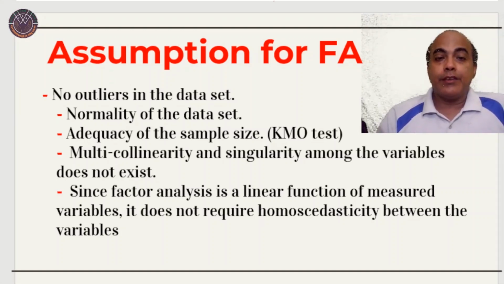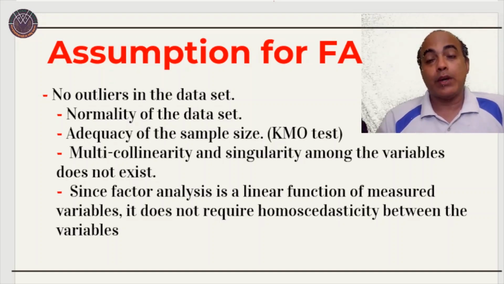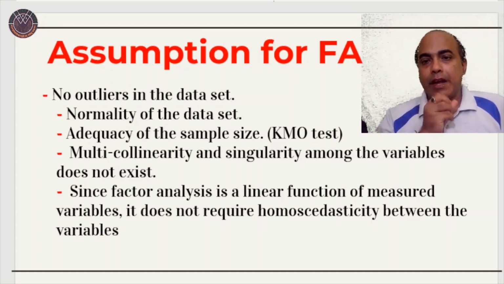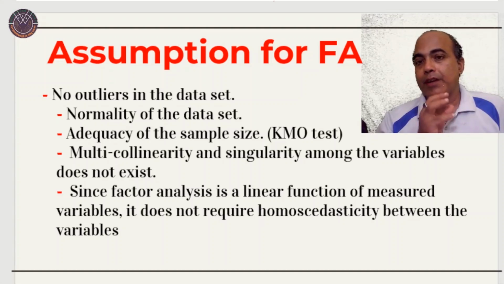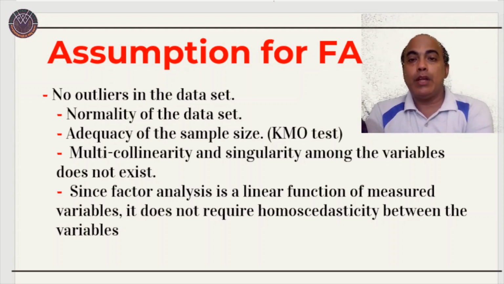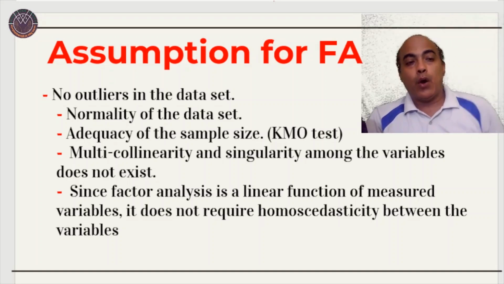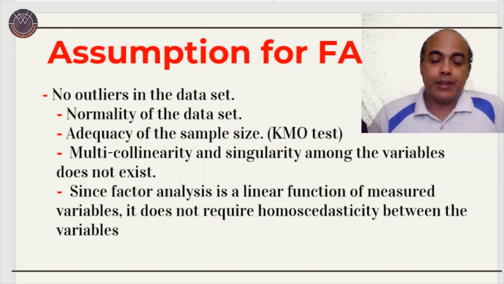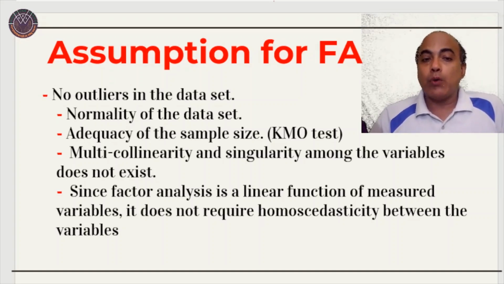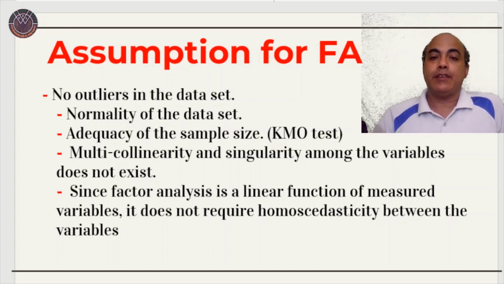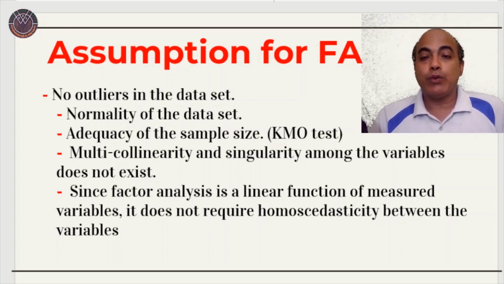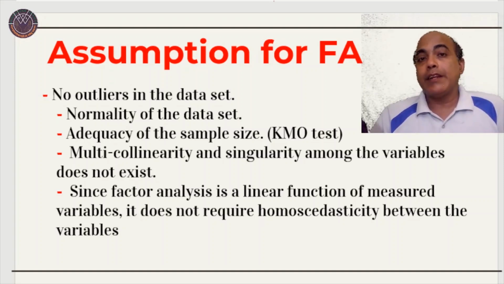Now the third one is the adequacy of the sample size. What is the adequacy of the sample size? It says whether our data set or the variables are sufficient to go for performing factor analysis. Here we have to use the KMO test, or Kaiser-Meyer-Olkin test. This test is a measure of how suited your data is for factor analysis. The test measures sampling adequacy for each variable in the model and for the entire model.